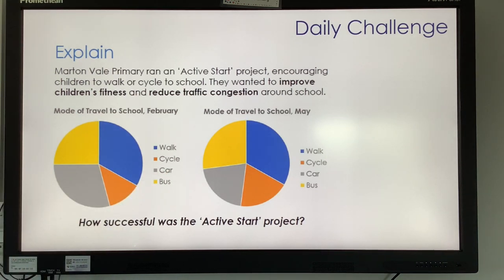It asks you how successful was the project. So you need to look very carefully at the pie charts, but also think about the aims. The aims were to improve children's fitness and reduce traffic. Did they do that? Pause the video and have a go.